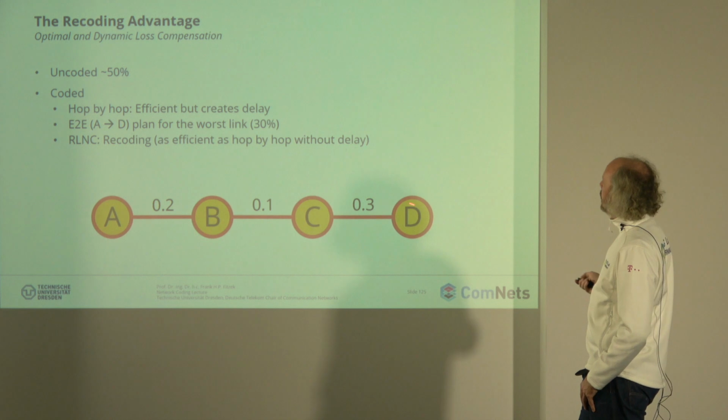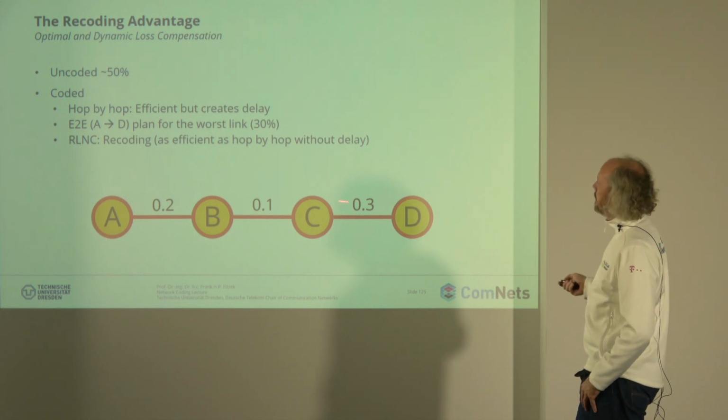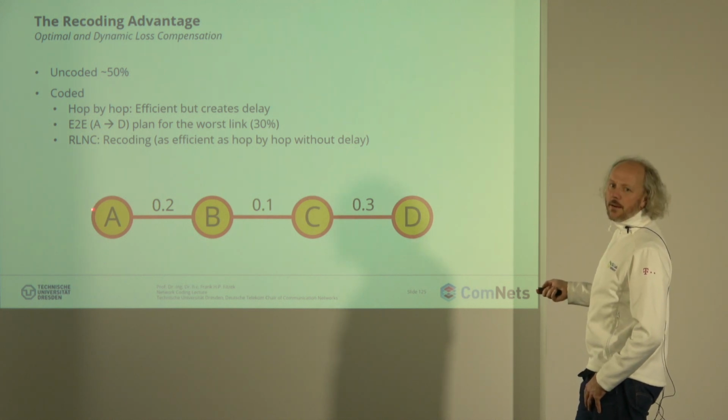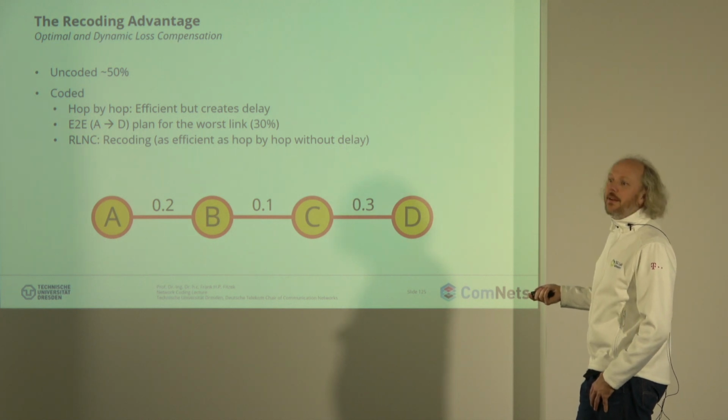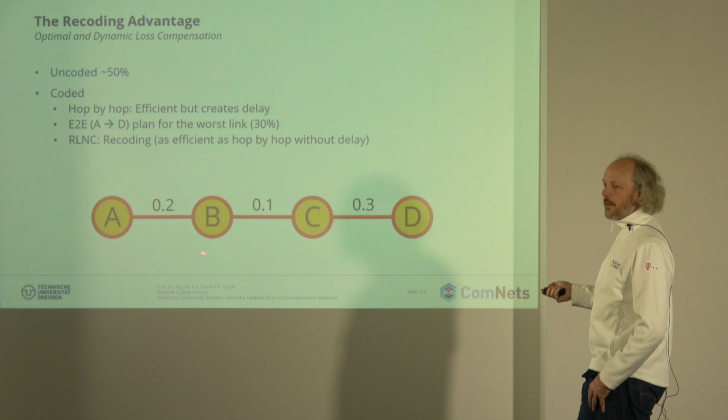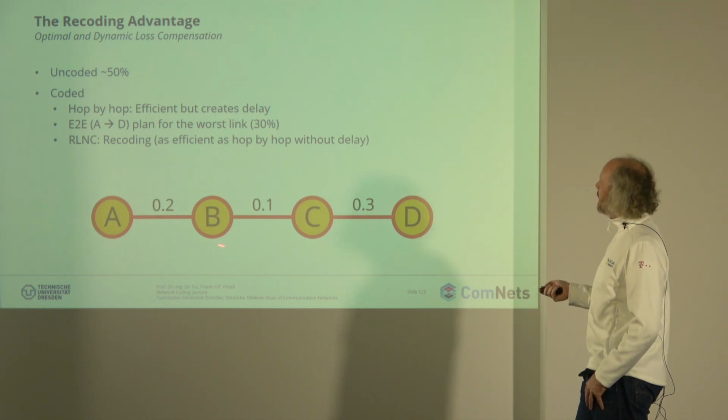What is the chance to go successfully to the other side? You just have to apply the theory, right? 70%, correct. And where do you have to put the recoder? Strange question, right? B and C. Exactly. If you do it here and here, okay.